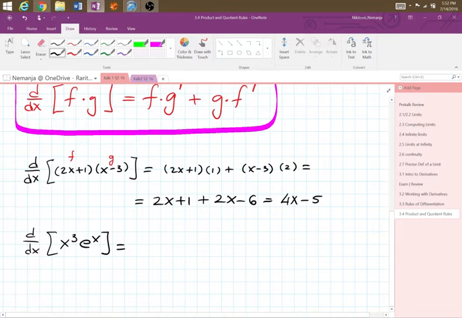So let's do it together. Copy the first, x cubed, times derivative of the second, well, that stays e to the x, plus copy the second, which is e to the x, times derivative of the first, 3x squared. Now, the good practice is to factor everything you can and give the answer in the factored form.